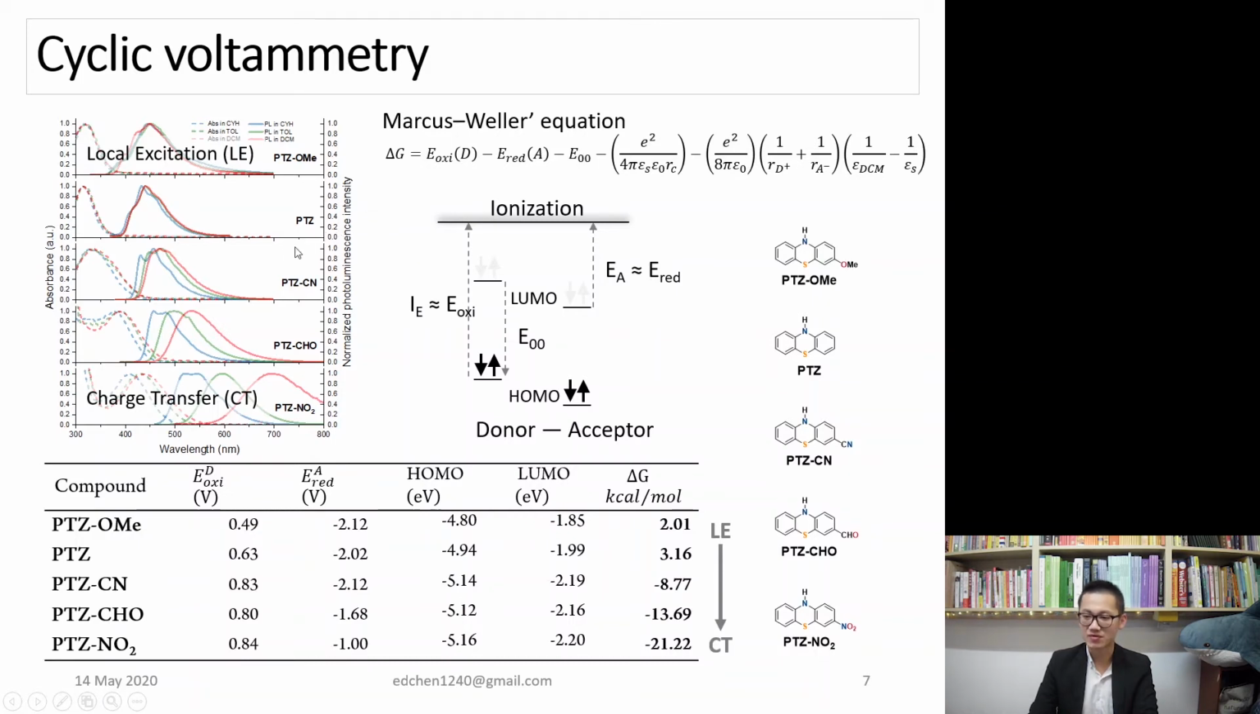Rationalization of the transformation from local excitation to charge transfer may be offered in a quantitative manner based on the Marcus rule to deduce the free energy of charge transfer in the excited state. For example, local excitation dominant PTZOMe has the most positive free energy of charge transfer, which means that charge transfer is highly unfavorable in PTZOMe. For PTZNO2 with the most negative free energy of charge transfer, it means that charge transfer is highly favorable in PTZNO2, and we can see that from the spectral data.